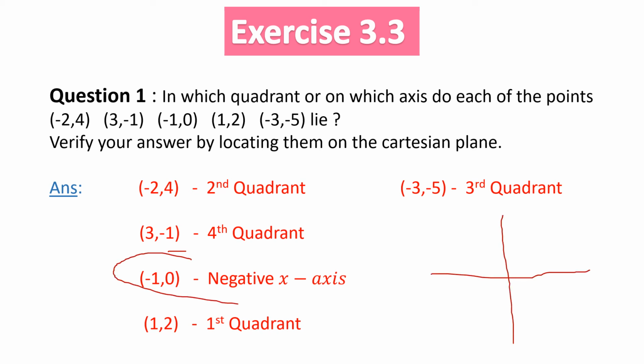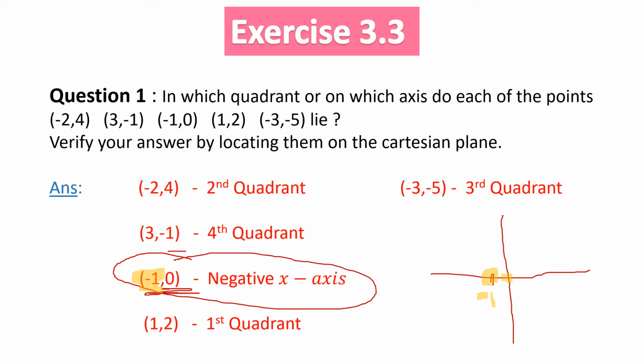Look at this case. They've told us -1, 0. So clearly the y coordinate is 0. So when the y coordinate is 0, where does the point lie? On the x-axis. That's what we have studied, right? So x is -1. So where is -1? -1 is here. X is -1, and y is 0. So (-1, 0).